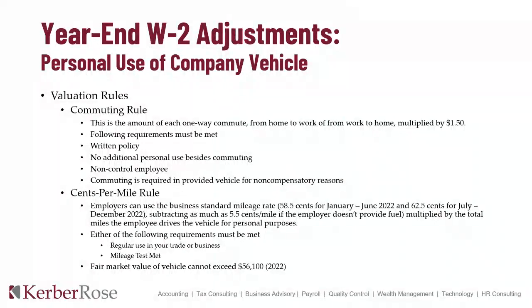Commuting rule. This is the amount of each one-way commute from home to work or from work to home multiplied by $1.50. There are extensive requirements that must be met. There must be a written policy. No additional personal use besides commuting. It has to be a non-control employee, and again, Publication 15B will define that non-control employee. And commuting is required by the company in the provided vehicle for non-compensatory reasons.